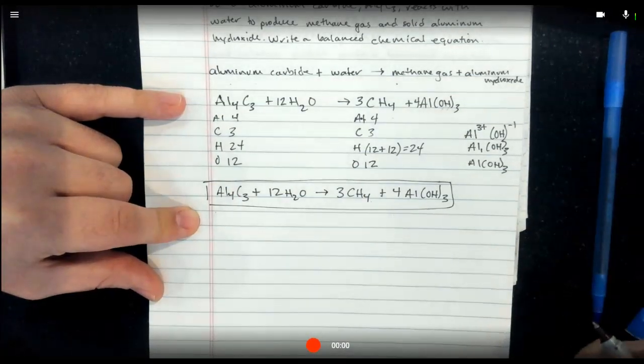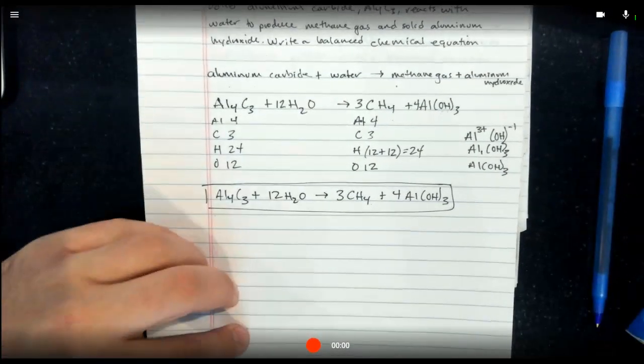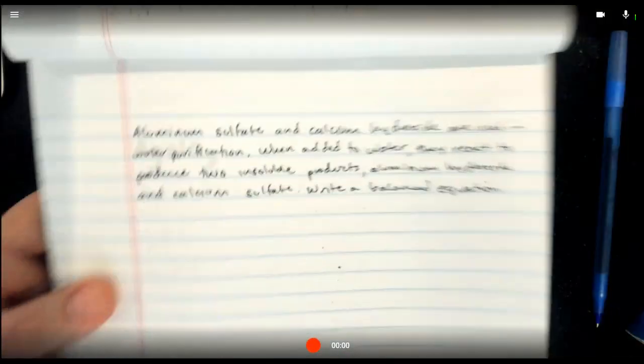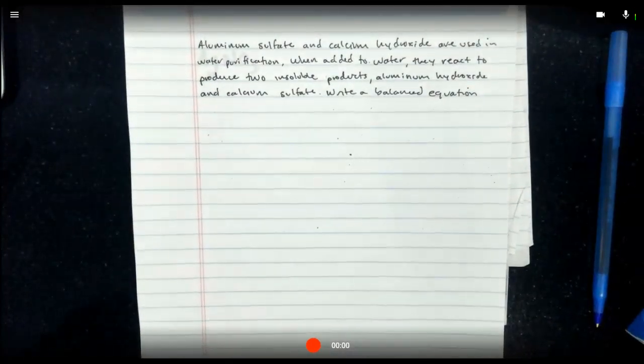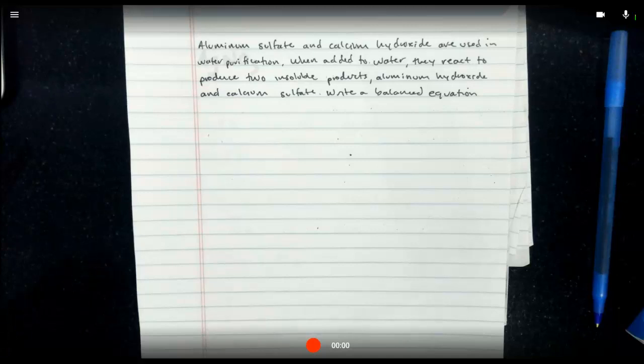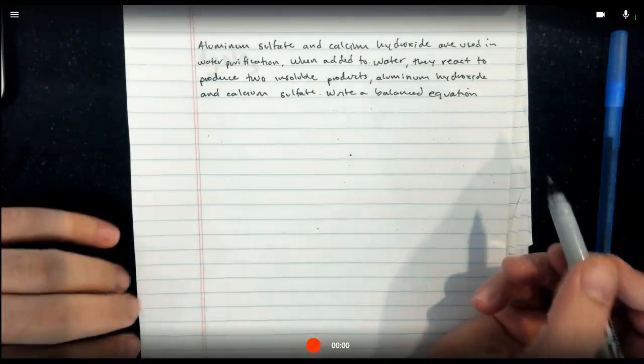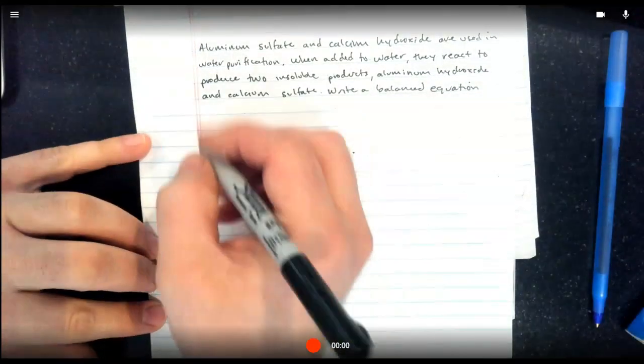Box or circle that answer. Let's do one more practice problem found on page 259, sample problem E. We have aluminum sulfate and calcium hydroxide used in water purification. When we add these to water, they react to produce 2 insoluble products, aluminum hydroxide and calcium sulfate.